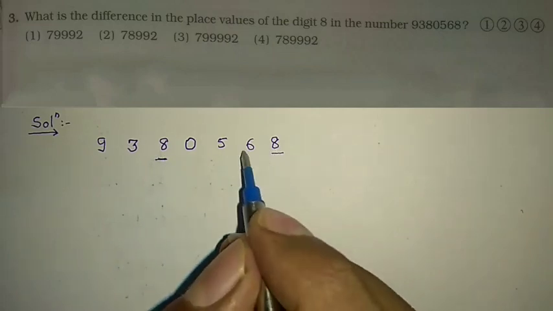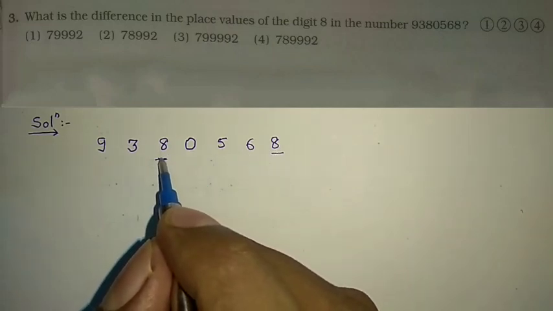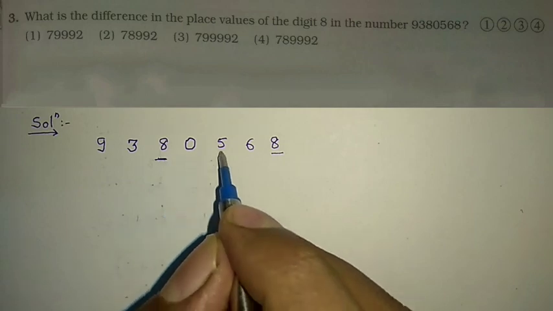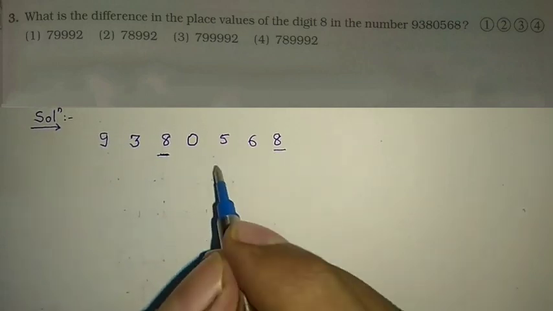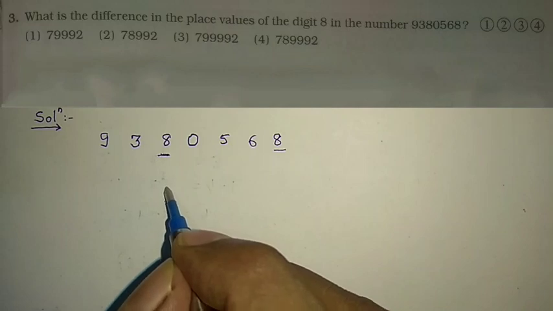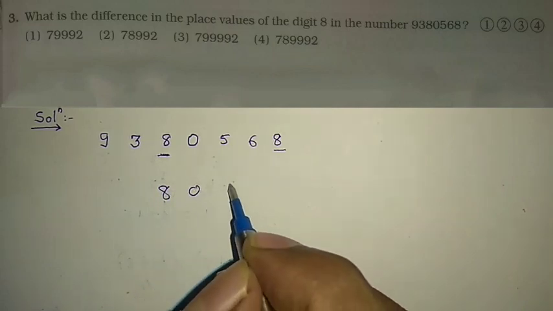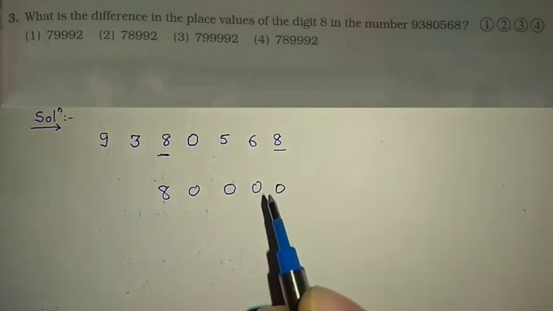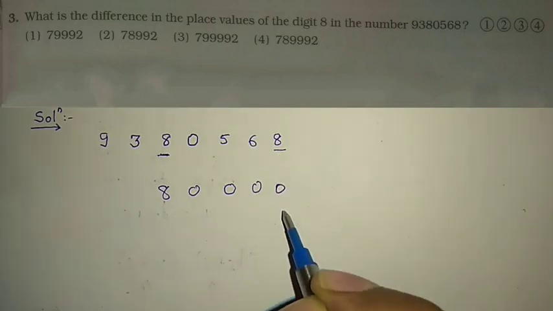This is 80,000. This 8 is at the 10,000 place, so what is the value of this 8? 80,000. And this other 8 is at the unit place only, so its value is 8 only.